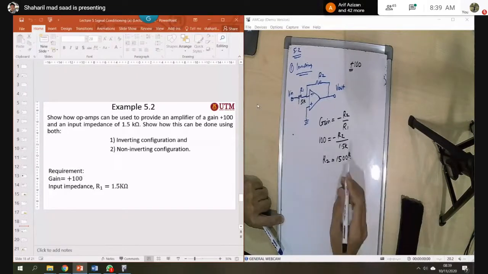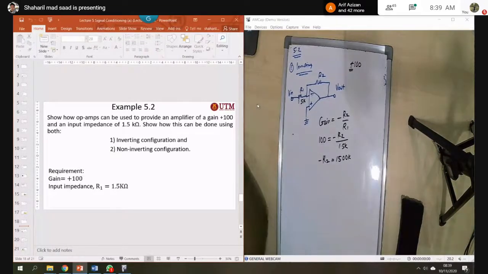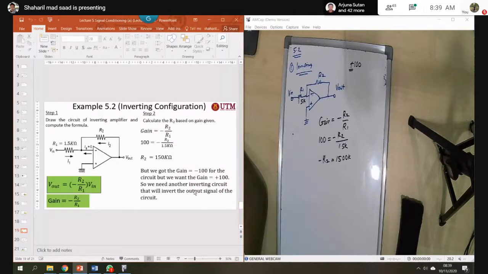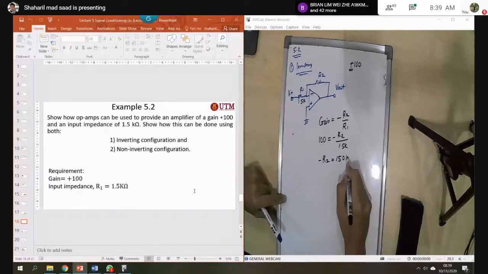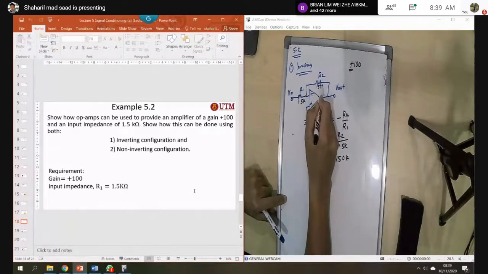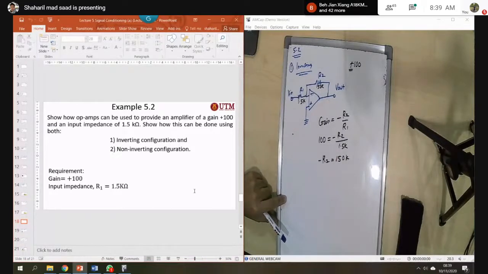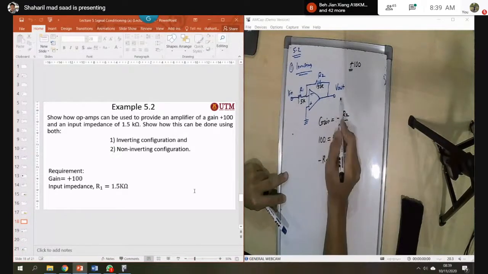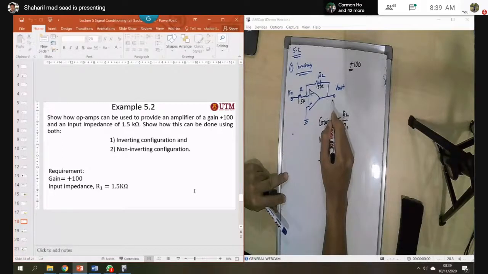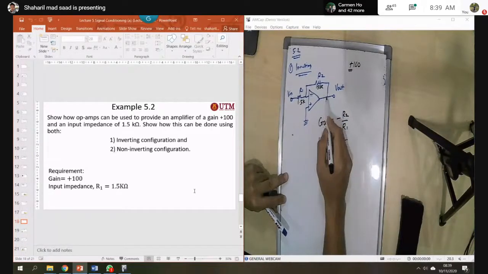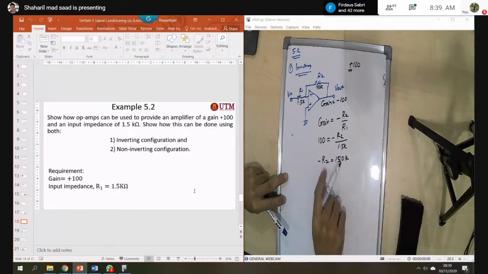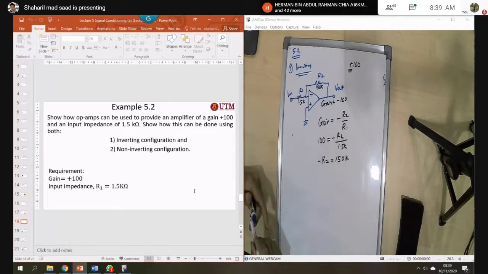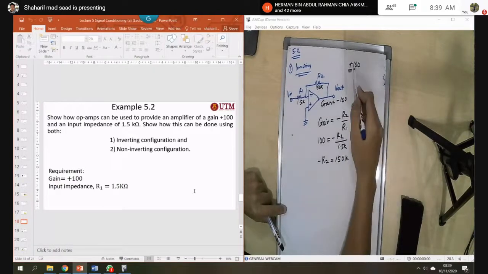That means R2 is 150K. So the output will be negative. We can say the gain here is minus 100. But we want positive 100.